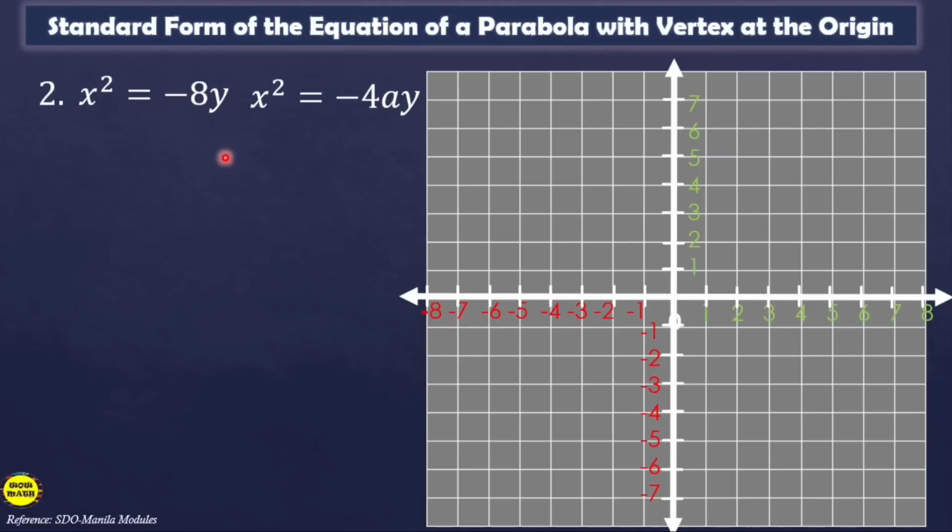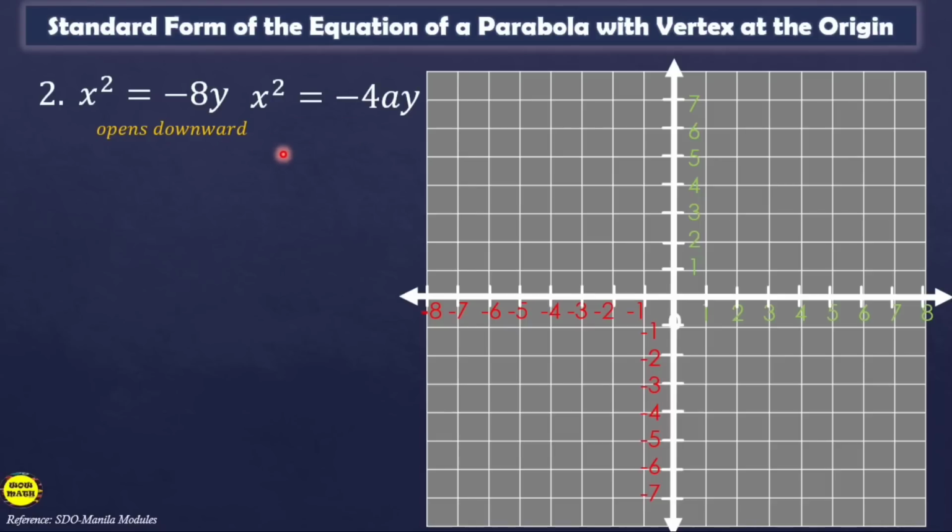So, kagaya ito ng standard form ng equation ng parabola natin na x squared is equal to negative 4ay. So, ibig sabihin, since y yung hindi naka-raise sa exponent, yung graph natin, yung parabola natin, yung orientation niya, papunta sa y-axis. Since negative yun nandito, ibig sabihin, downward yung graph natin. Yung parabola natin opens downward.